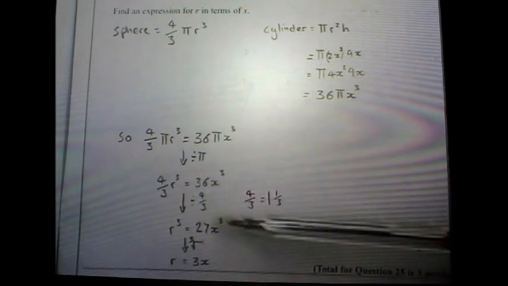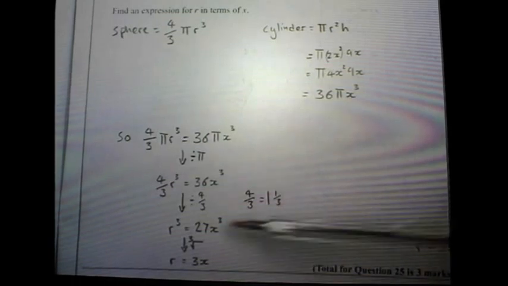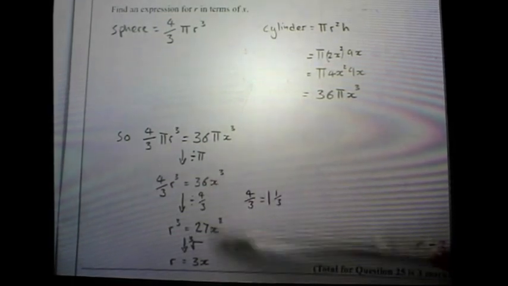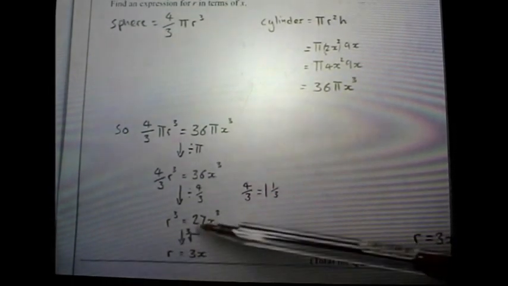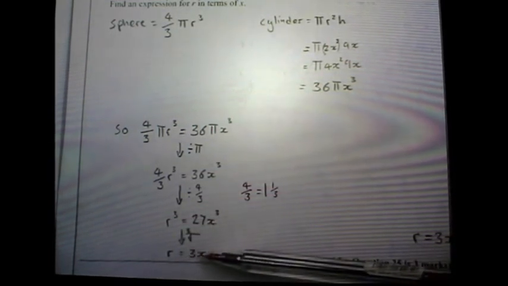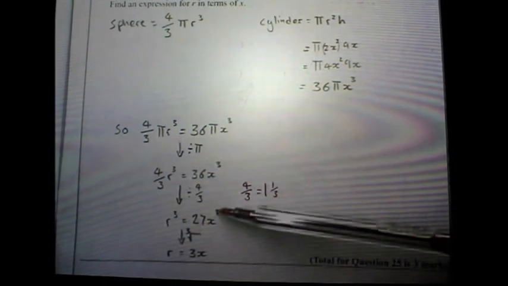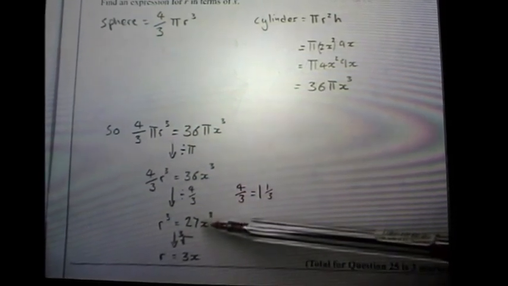36 divided by 4/3, try and remember that 4/3 is 1 1/3. So how many 1 1/3s go into 36? It's 27. When I get r on its own, so you cube root both sides, so you get r equals 3x, because the cube root of 27 is 3, and the cube root of x cubed is just x. So r is 3x. Not easy at all. Question 28 and 29 to finish up with.